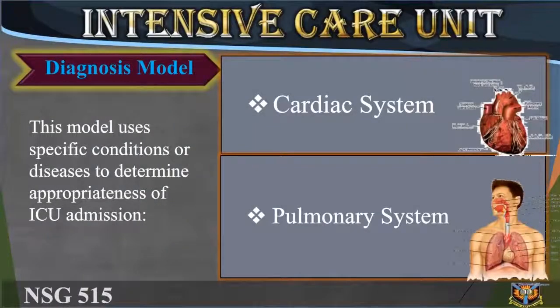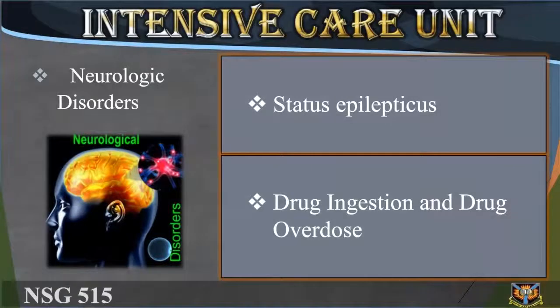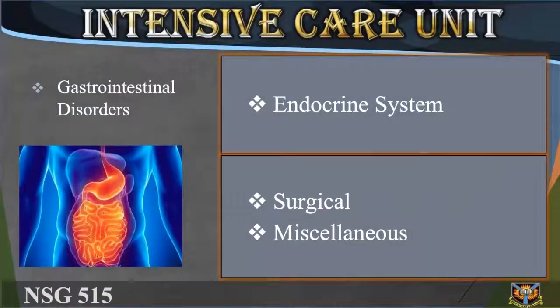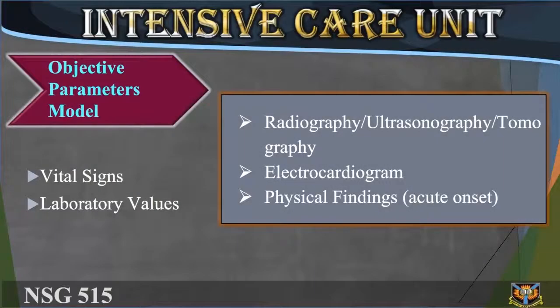Diagnosis model. This model uses specific conditions and diseases to determine appropriateness of ICU admission: cardiac system, pulmonary system, neurologic disorders, status epilepticus, drug ingestion and drug overdose, gastrointestinal disorders, endocrine system, surgical, miscellaneous. Objective parameters model: vital signs, laboratory values, radiography, ultrasonography or tomography, electrocardiogram, physical findings, acute onset.